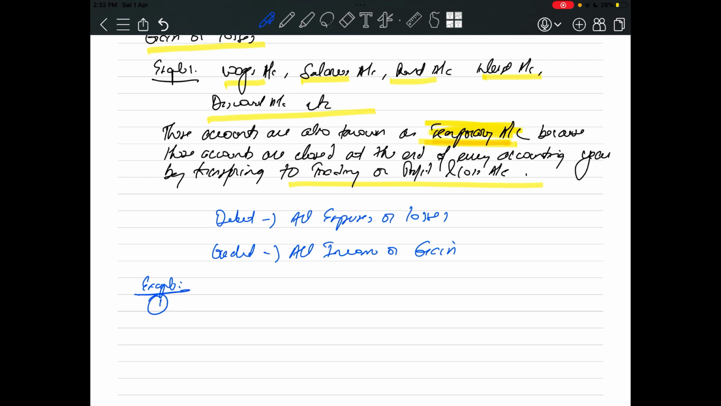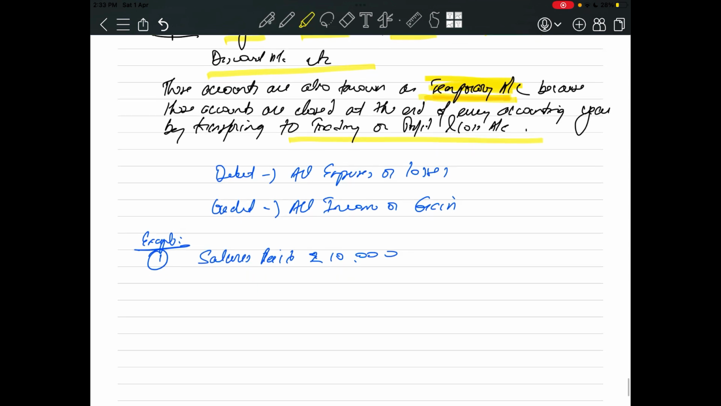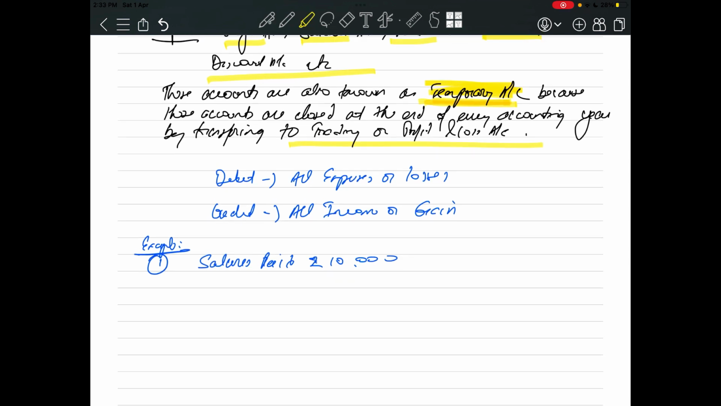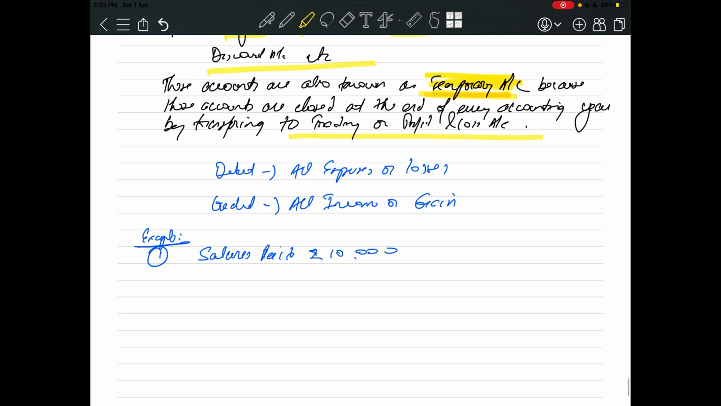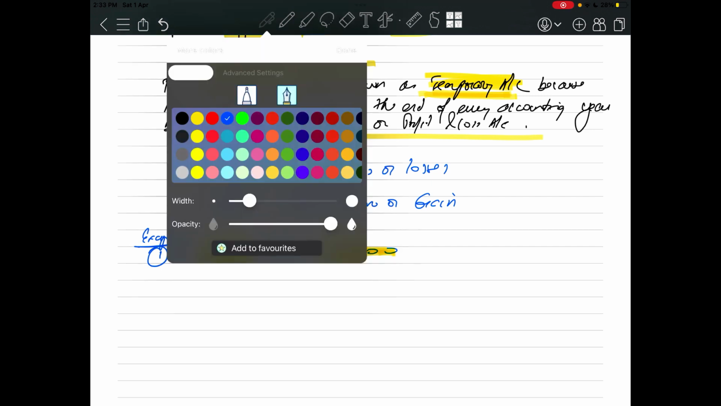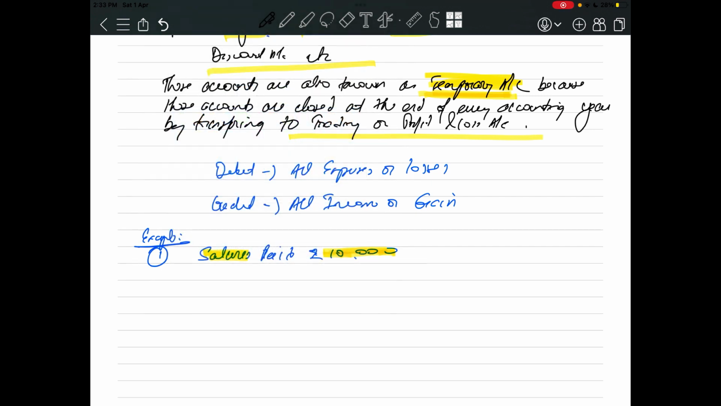Example number 1: salaries paid rupees 10,000. Okay, now we have paid salaries rupees 10,000. Now again we can apply the rule of real account or nominal account. So what is the nominal account item? Salaries. And we have paid cash. Cash account is a real account, and salaries account is a nominal account.